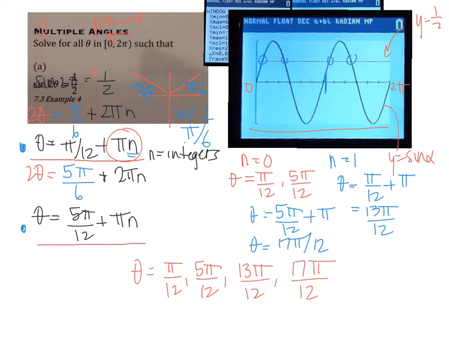And just to confirm this, and again, we did this graphically, you can certainly use your graphing calculator to double check your answers. And again, that's just for you to gain confidence in your equation solving abilities. But if you go back into your graphing calculator and go to the table and let theta equal all of these values here, you'll see that your output is going to be a half. So that is method 1 for example A on multiple angles.